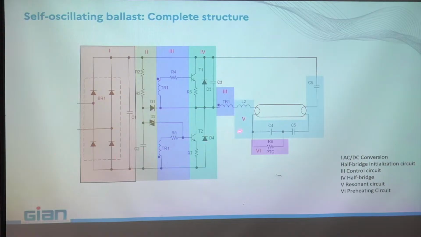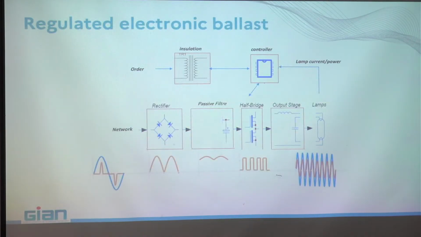And you understand that for each component that you add here, and you change something, first of all, you have to look at intellectual property. Second, you have to calculate what is the additional cost that you add in your system. And this is also the possibility to regulate the ballast, do dimming, and it becomes more complex because you have to add a controller.